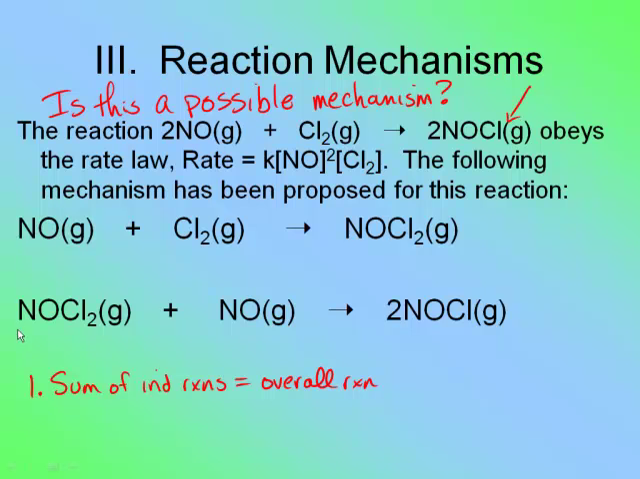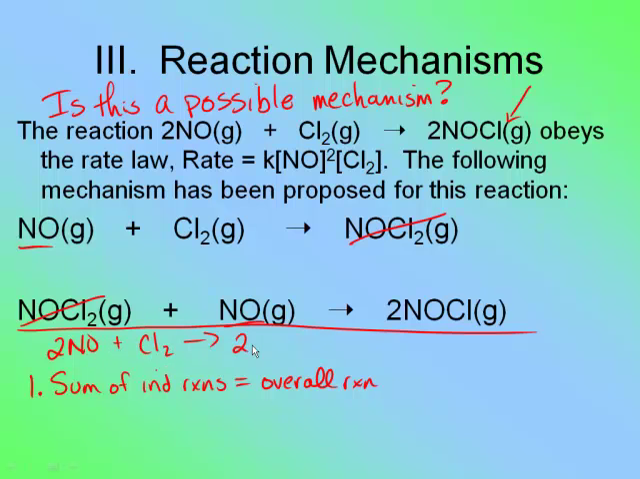Okay? So let's add these up real fast. I cross out anything that's on both sides of the reaction. So my NOCl2, my intermediate, is on both sides, so those cancel, and I get 2NO, because I have an NO plus an NO, plus a Cl2 yields 2NOCl. Does that equal the overall? Yes, it does. Okay, so rule number 1 has been followed.